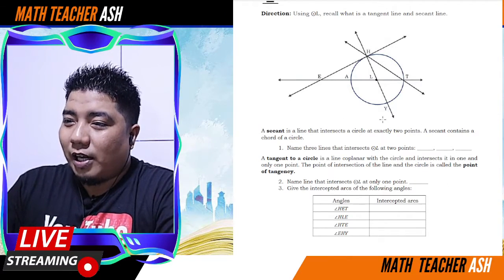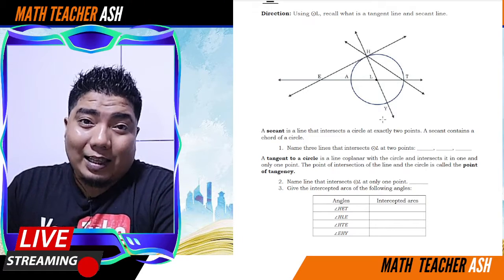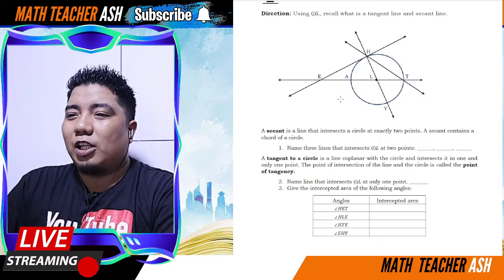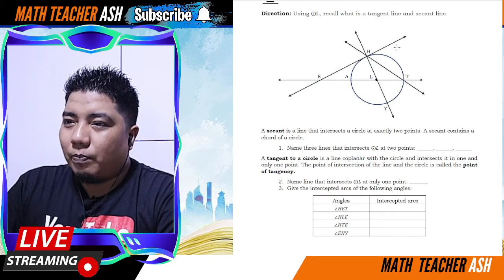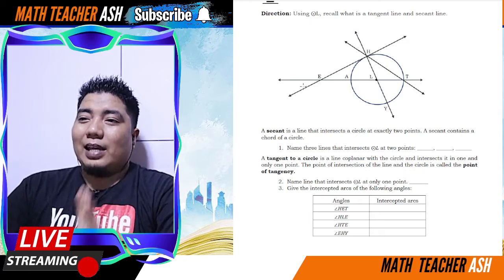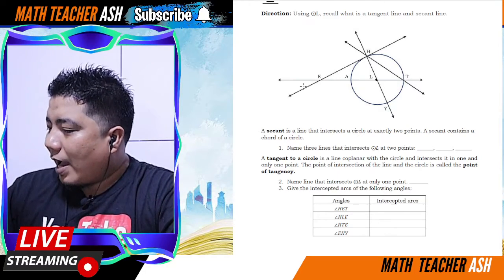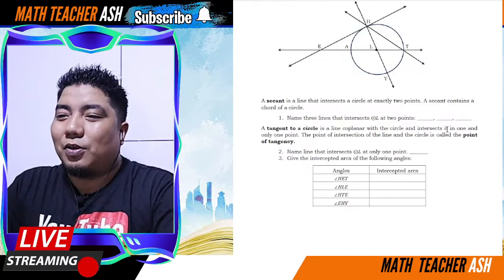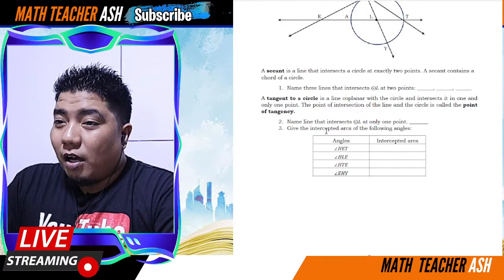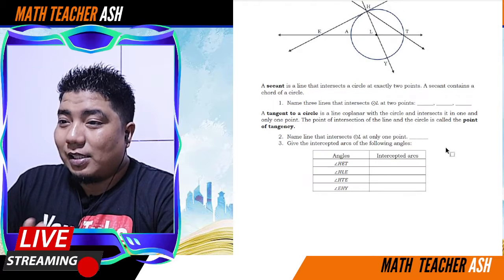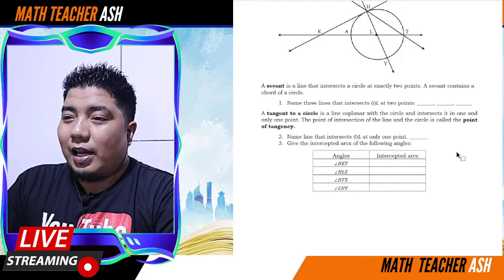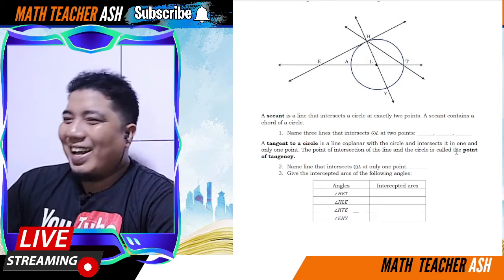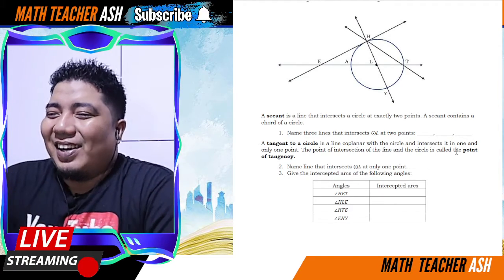So, dito sa figure na ito, ano dito ang tangent line or tangent to a circle? And that is point or line. That is line EH. Okay, line EH. Napakadali lang, my dear math learners. So, we have here, name the line that intersects circle L at only 1 point. Yun nga, line AH. Okay. Easy, right? Easy lang talaga.